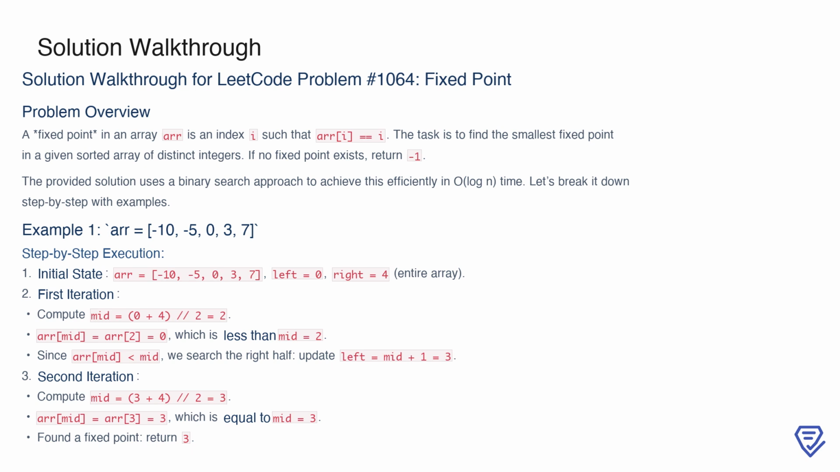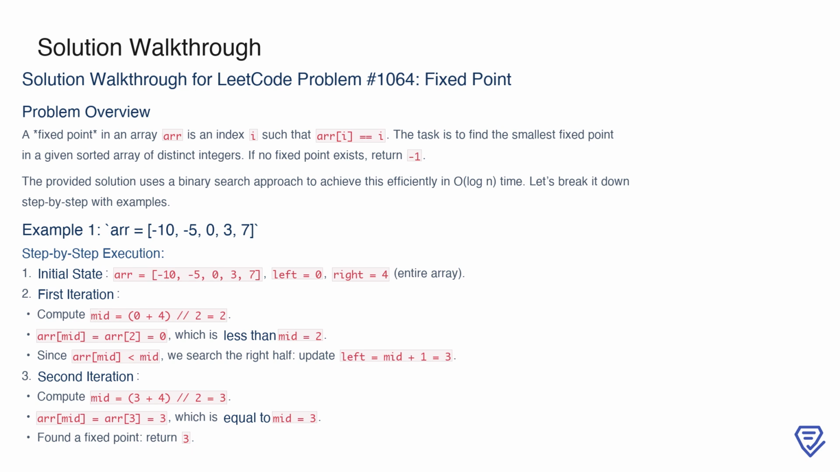If no such index exists, we return -1. The most efficient way to approach this is by using a binary search, which reduces the time complexity to O(log n). Let's walk through an example to understand this process. Consider the array -10, -5, 0, 3, 7. Initially, our search range spans the entire array, so left is 0 and right is 4. In the first iteration, we calculate the middle index as (0 + 4) // 2 equals 2.